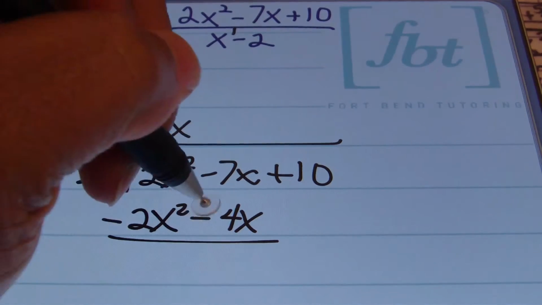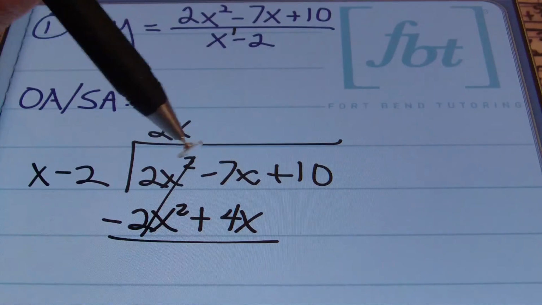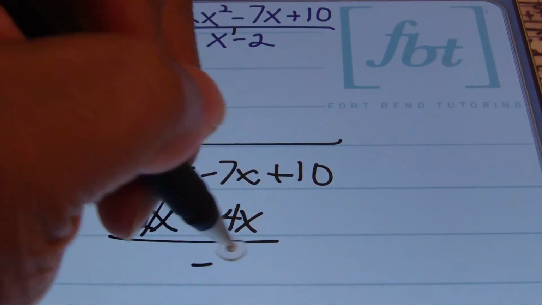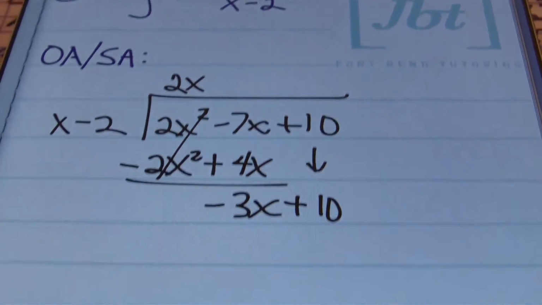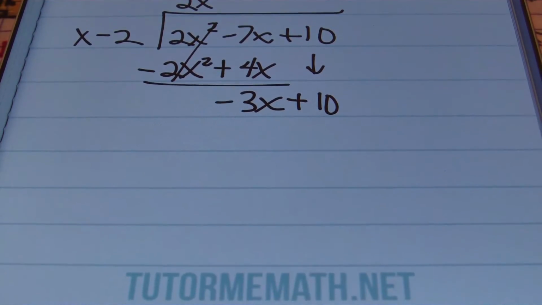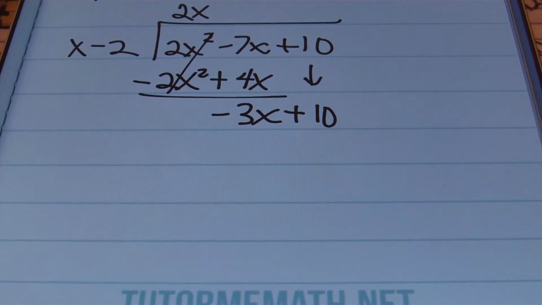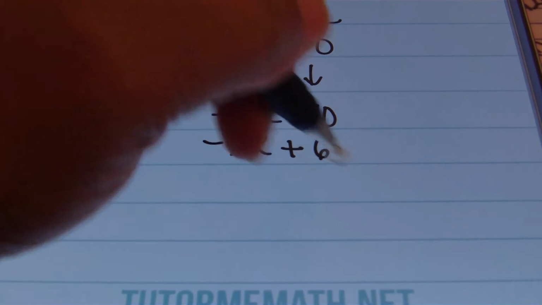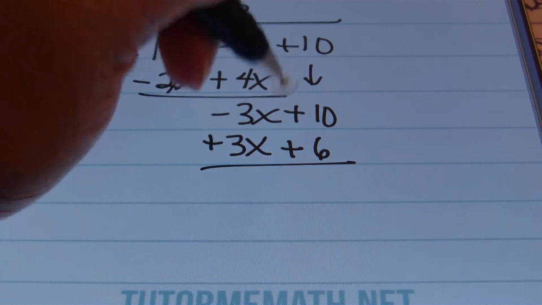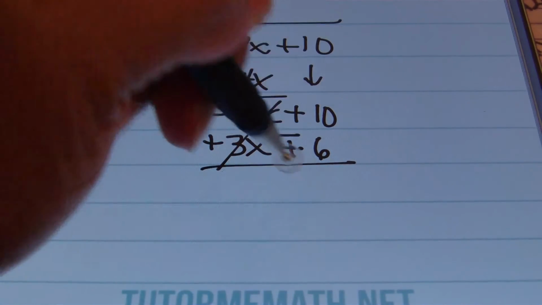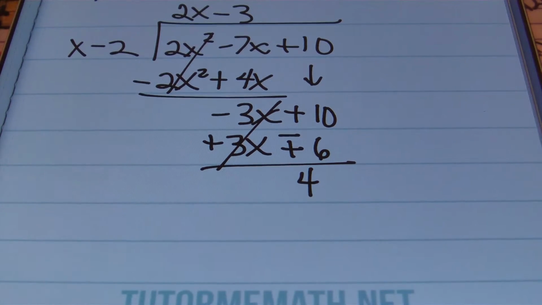Change the signs. My 2x squared terms will cancel out. The negative 7x and the positive 4x will give me a negative 3x, and then I'll be bringing down that next term, positive 10. From here, I want to determine how many times I need to multiply x in order to get negative 3x. Well, I need to multiply by negative 3. So negative 3 times x is negative 3x, and negative 3 times negative 2 is positive 6. And from here, you would want to change the signs. So that becomes a positive, that becomes a negative, and I end up with positive 4 as a remainder.